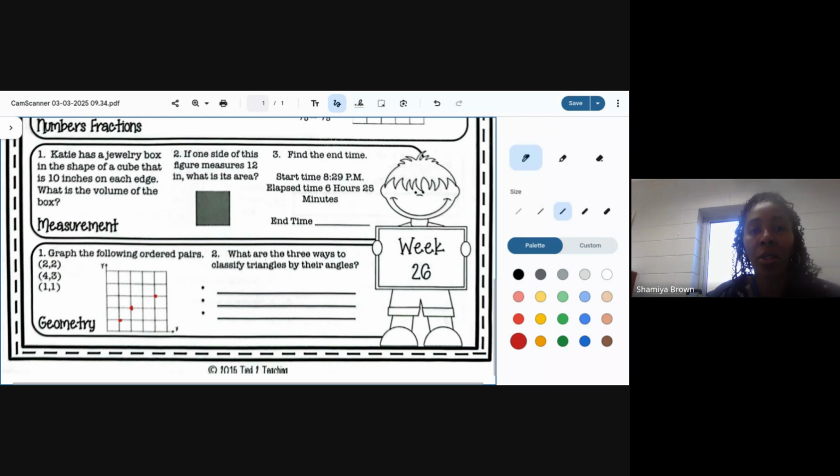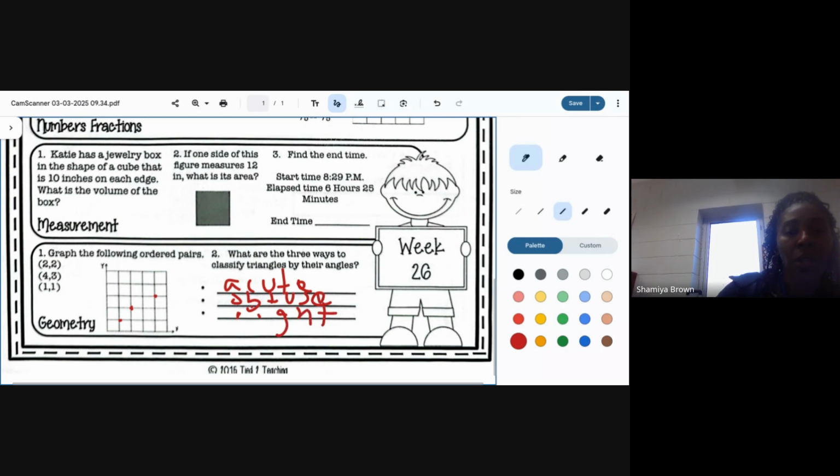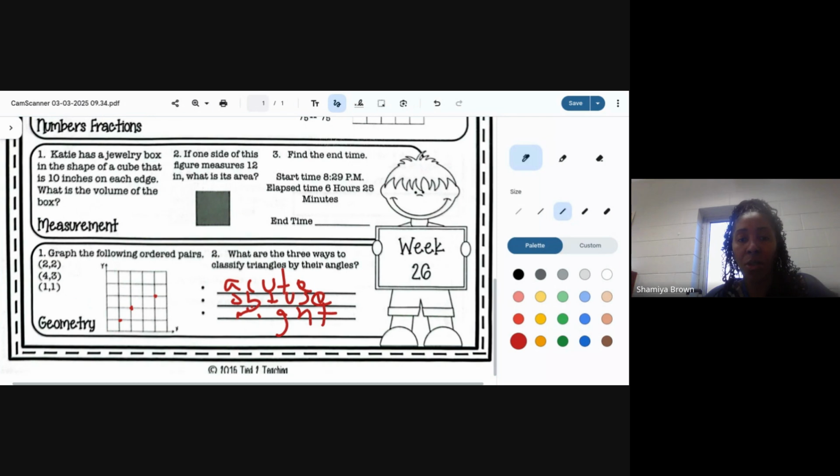And this one just says, what are 3 ways to classify triangles by their angles? So I can either have an acute angle, or acute triangle, sorry, or an obtuse triangle, or a right triangle. Those are the 3 ways to classify triangles by their angles. And that is all of the homework for week 26.